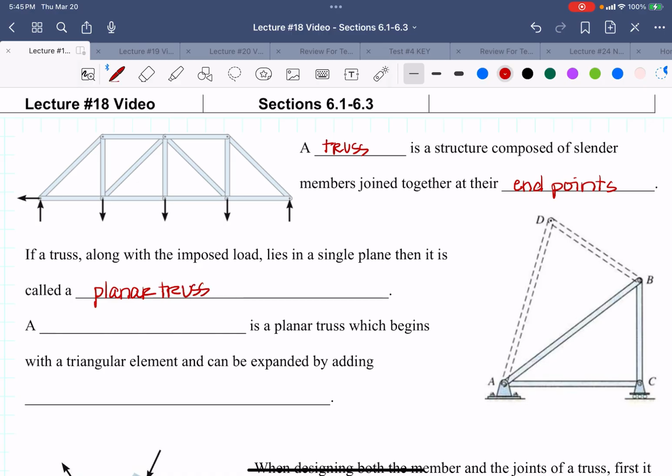So when we start talking about simple trusses, a simple truss, which is what we're going to be analyzing, is a planar truss, which begins with a triangular element you can see off to the right here. And it can be expanded by adding two members and a joint. Two members and a joint. So where each of the members meet, we call a joint.